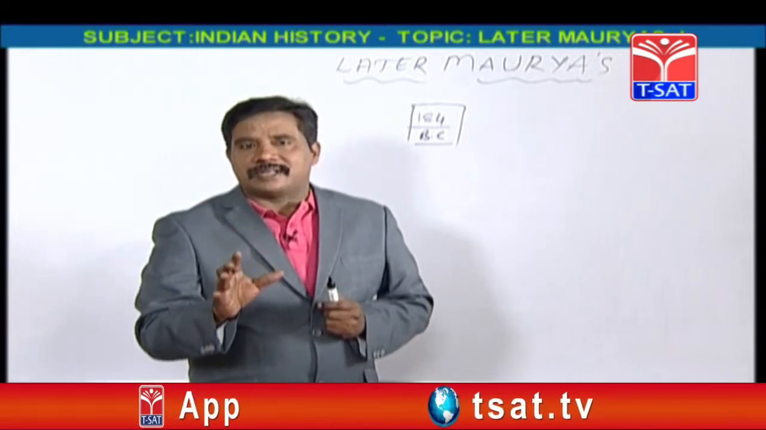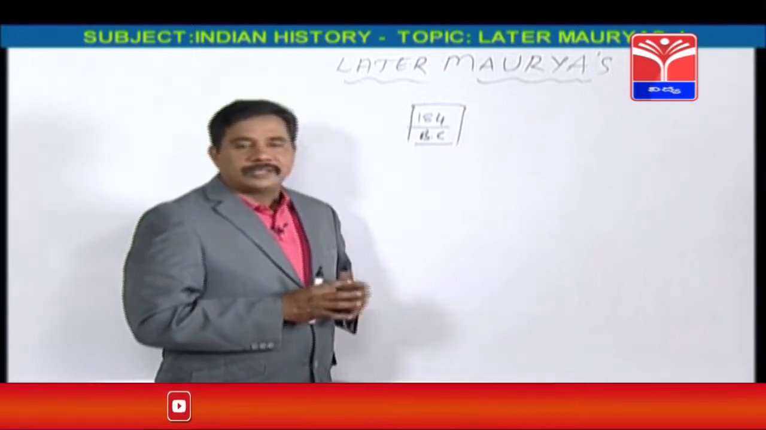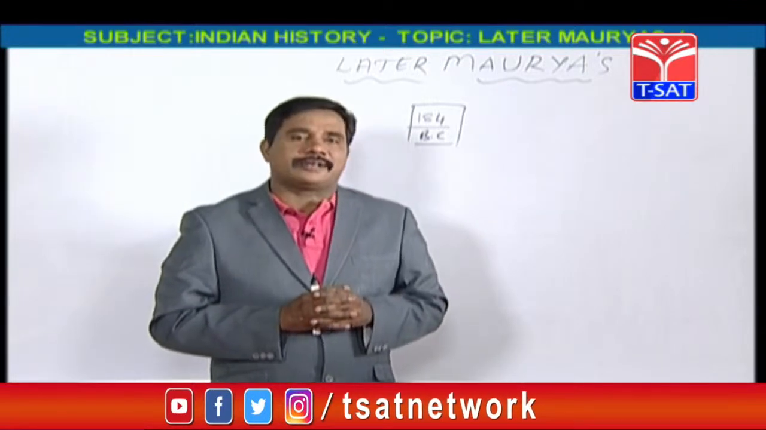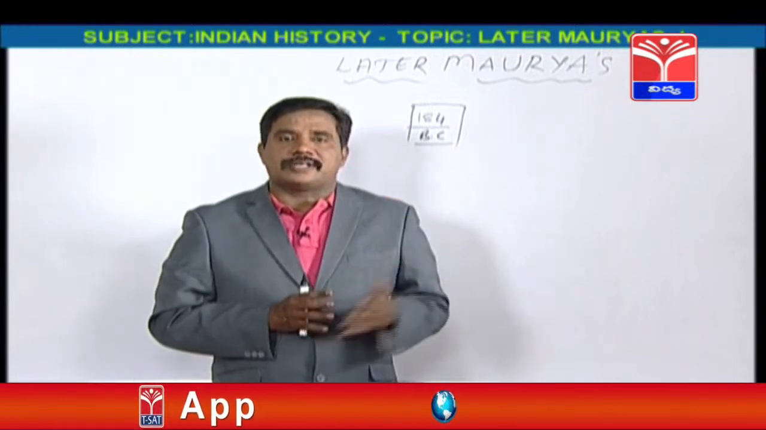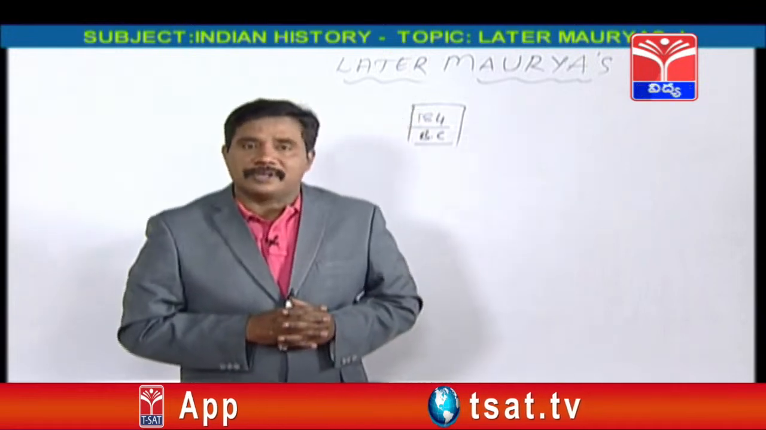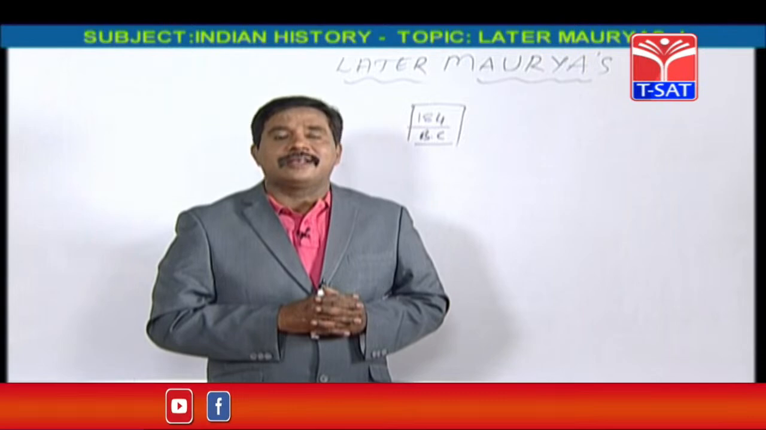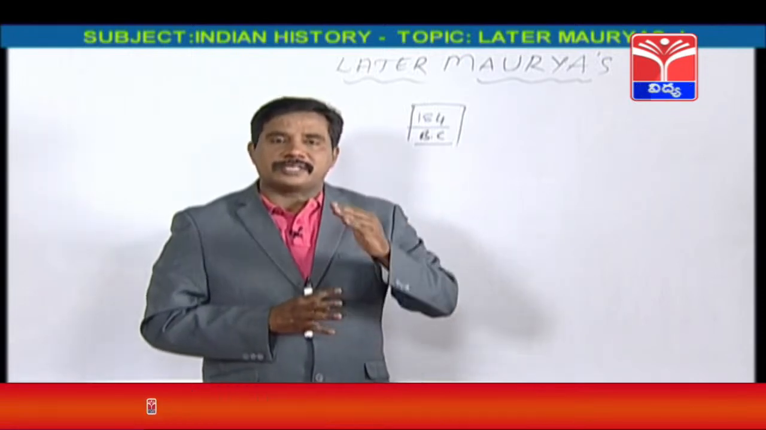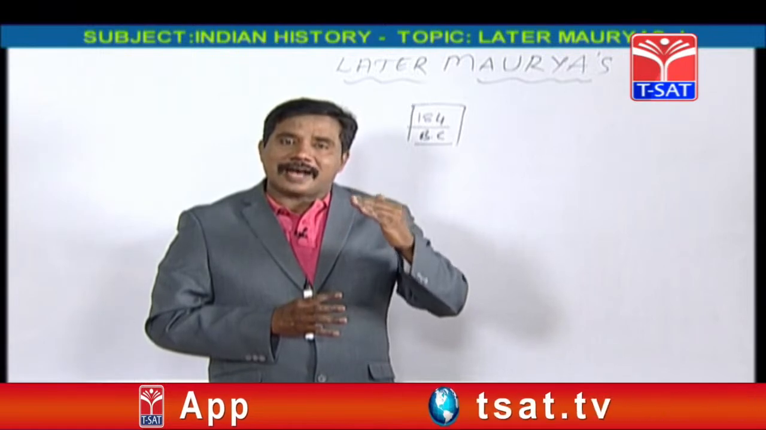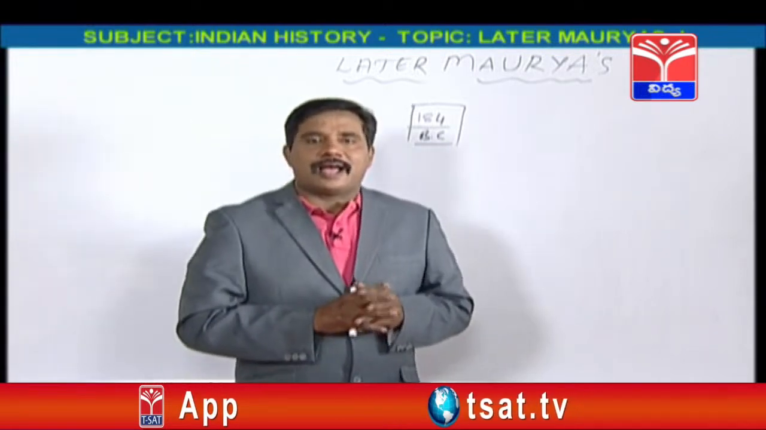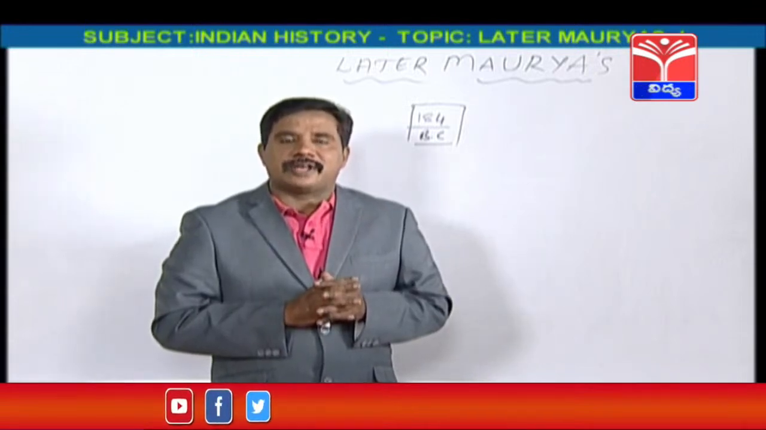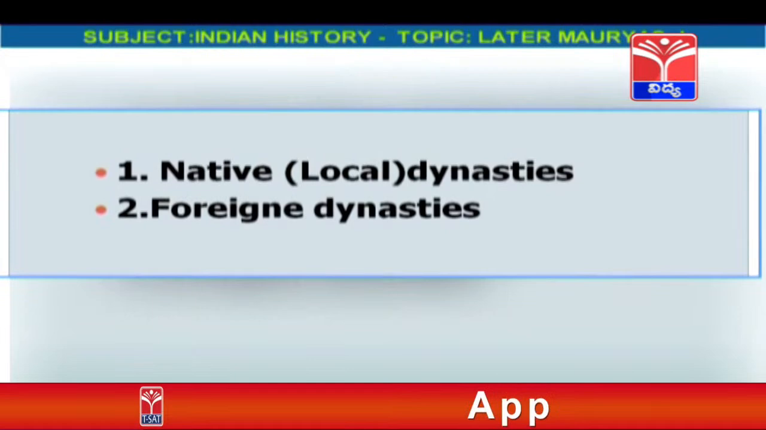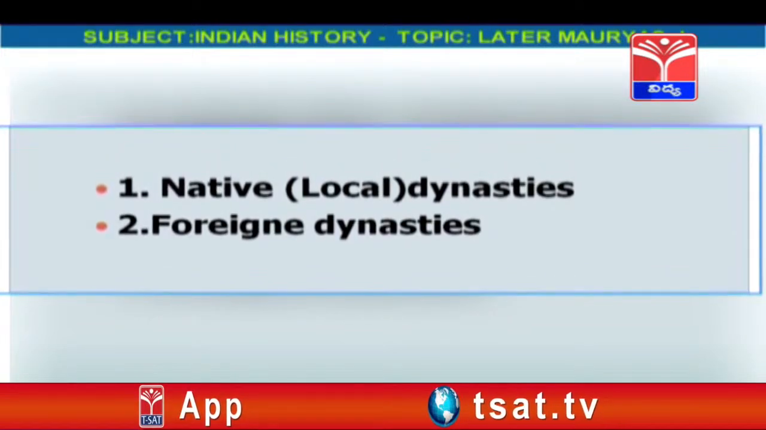Okay, now South India is on the safe side, but what about North India? In North India, we have conflicts and political uncertainty. That's why, after the Mauryas or later Mauryas, two kinds of dynasties entered North India: native kingdoms and foreign kingdoms. So you understand perfectly, after the decline of the Mauryas, North India had political uncertainty. That's why there are two kinds of dynasties, called native or local dynasties and foreign dynasties.